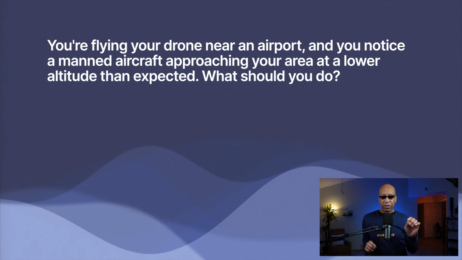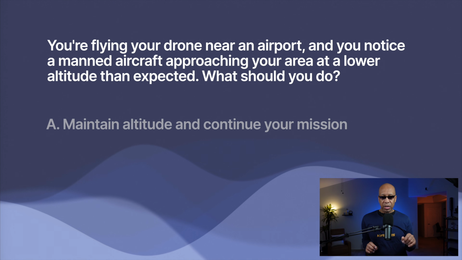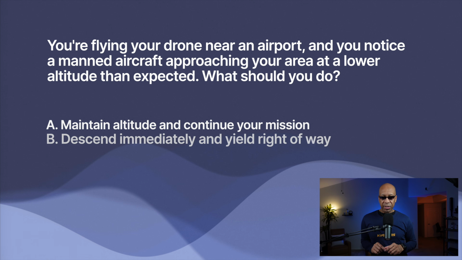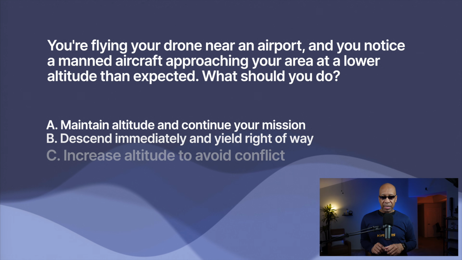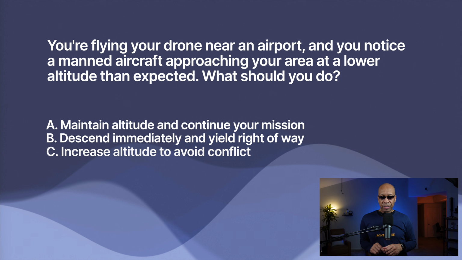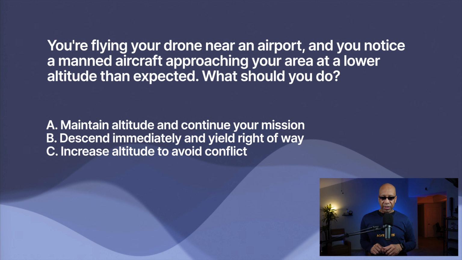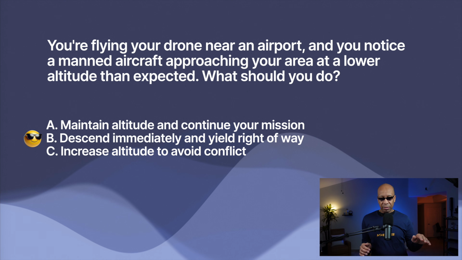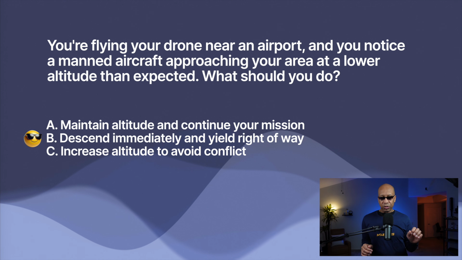But here are the 3 multiple choice answers. A, maintain altitude and continue your mission. B, descend immediately and yield to the right of way. Or C, increase altitude to avoid the conflict. Now, the correct answer here is going to be B, descend immediately and yield to the right of way.